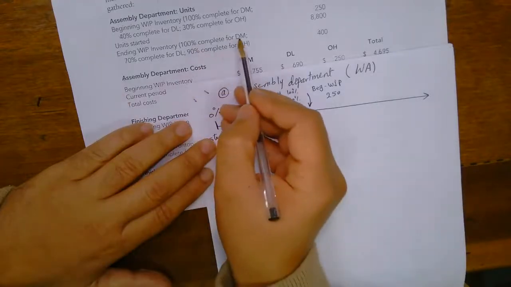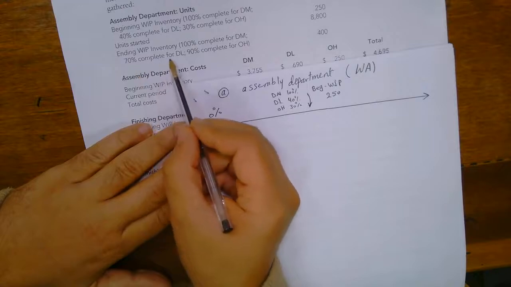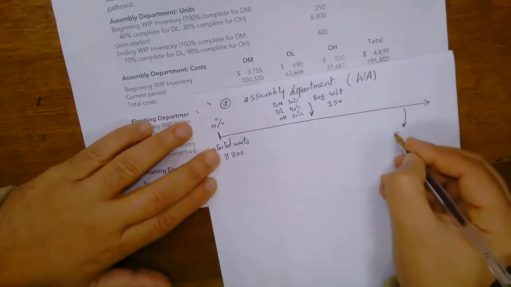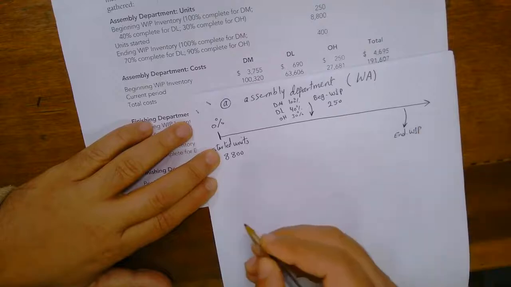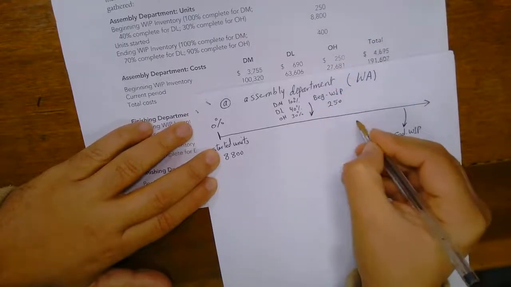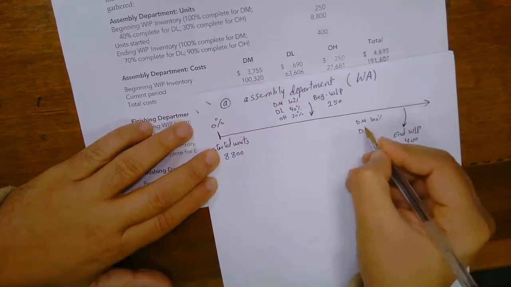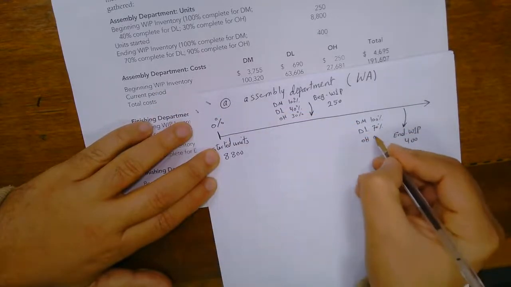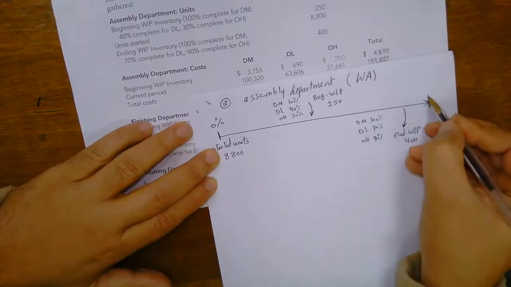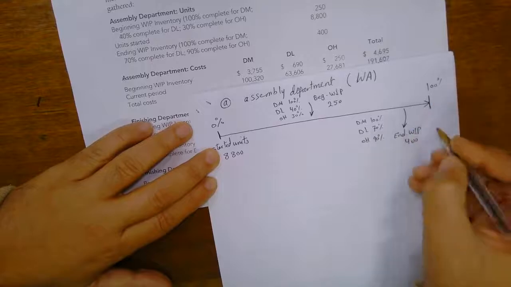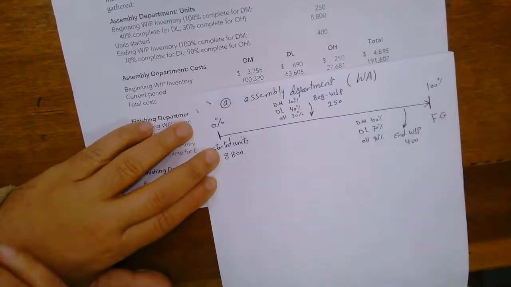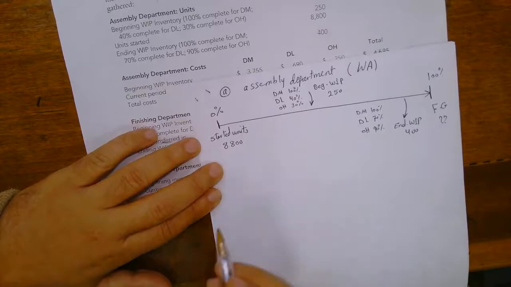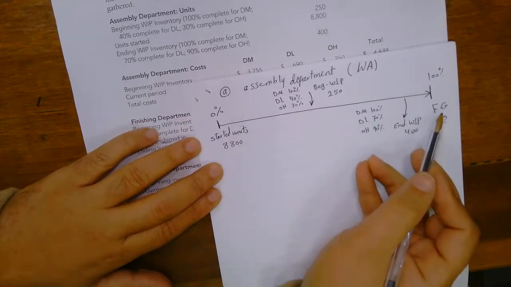Ending work in process: 100% complete of direct material, 70% complete for direct labor, 90% complete of overhead. Ending work in process, number of units 400. At the end of the process, 100% complete, we have finished goods or transferred out, unknown. So we can calculate the number of transferred out or finished goods.